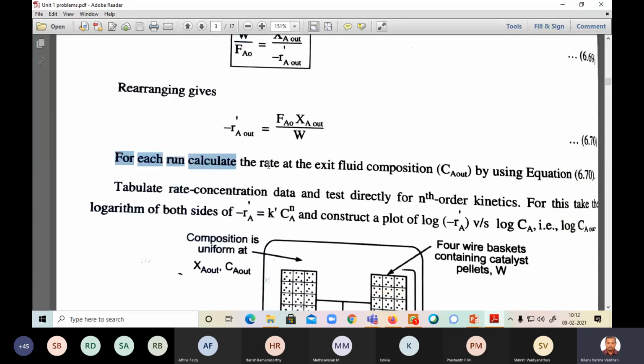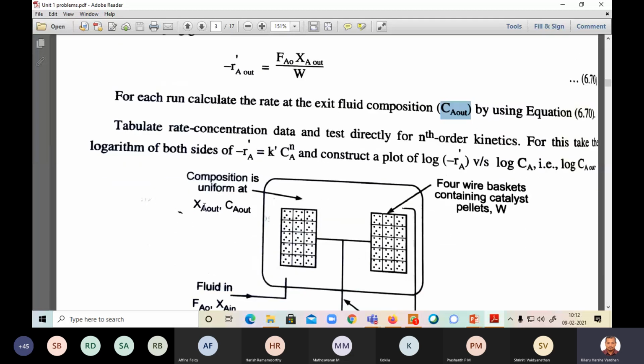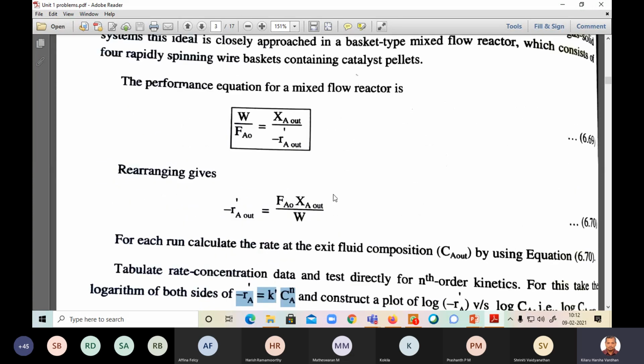Now we know what that is. For each run, calculate the rate and exit compositions. You can calculate the exit composition by using 6.7. From this equation, we can calculate the exit. So tabulate rate and concentration data and test for nth order kinetics. For this again, we have to take a log, because this is the expression which we have. We don't know what K dash and n are. So take a log and then calculate the constants, like what is the order of the reaction and what is the rate constant, right? So this is the same as a mixed reactor, except you are getting W here, right?